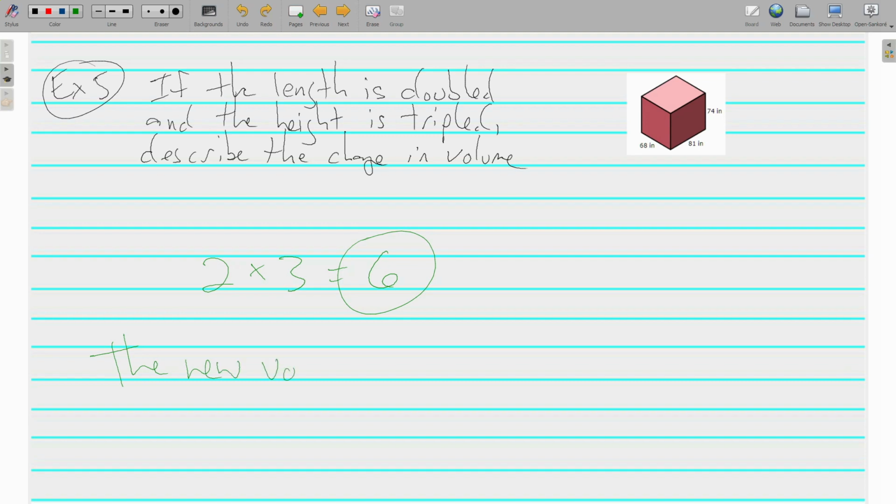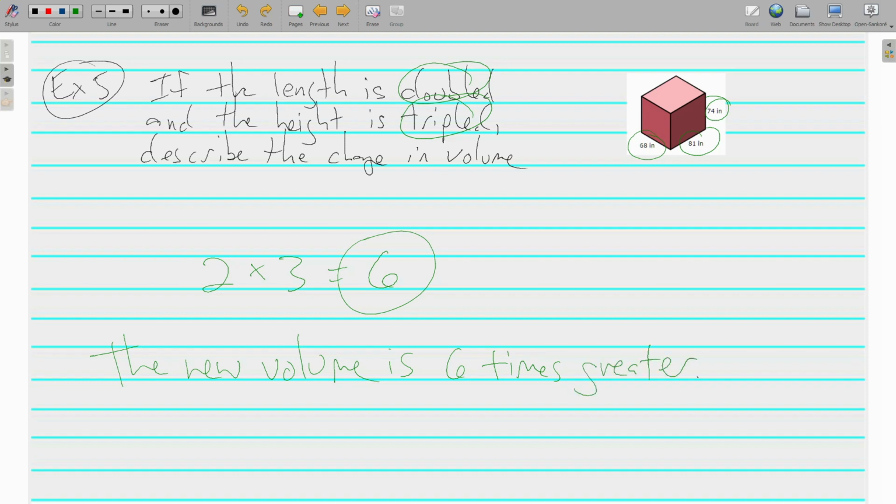I really don't want to show you this the long way, especially with a 68, an 81, and a 74. No thanks. But as you can see, we've got the doubled and the tripled. 2 times 3. New volume is 6 times greater.